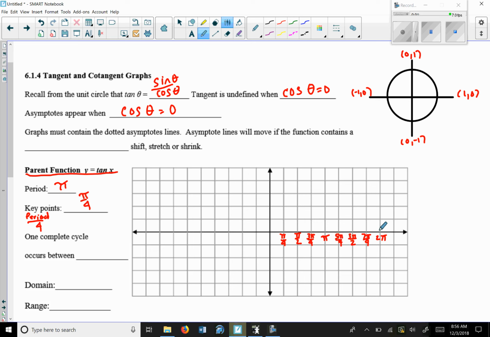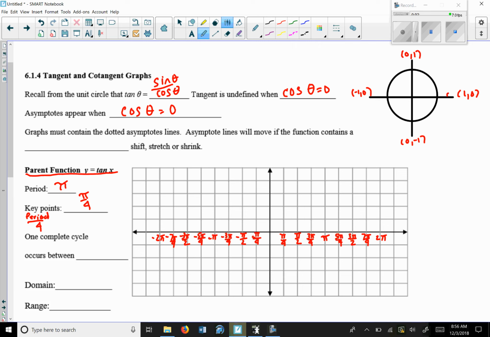So we can also go, of course, backwards. So negative pi over 4. Negative pi over 2. Negative 3 pi over 4. Negative pi. Negative 5 pi over 4. Negative 3 pi over 2. Negative 7 pi over 4. And negative 2 pi.